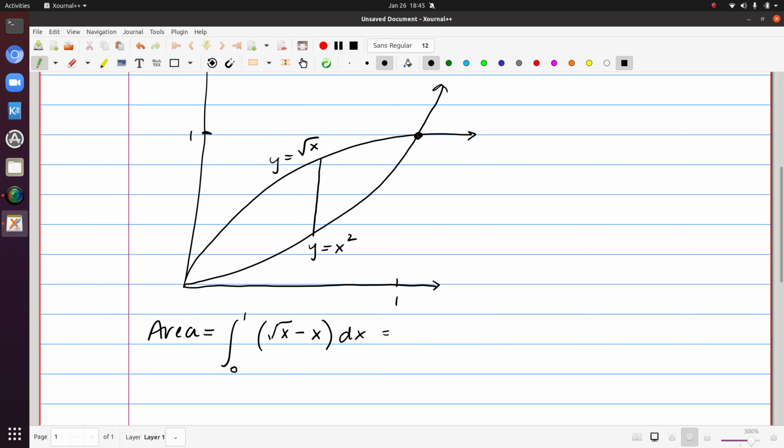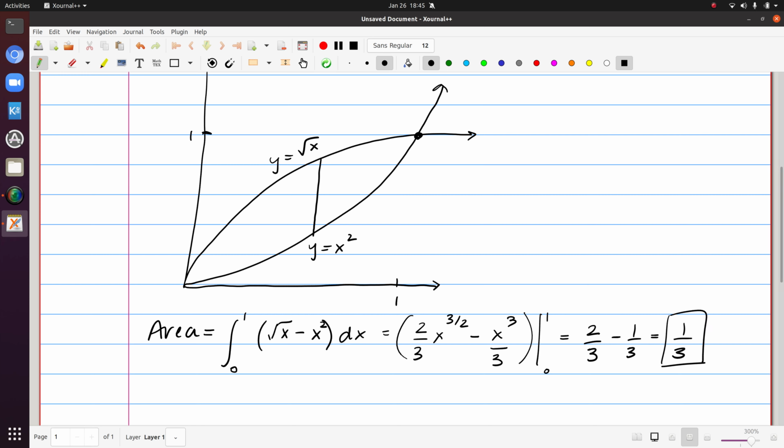So here I can now anti-differentiate. So I'm going to get 2/3 x to the 3/2 minus, oops, I've lost my x squared there. So this should now be x cubed over 3. And we are evaluating this from 0 to 1. And so we're going to get 2/3 minus 1/3, or 1/3. So the area of that region should be 1/3.